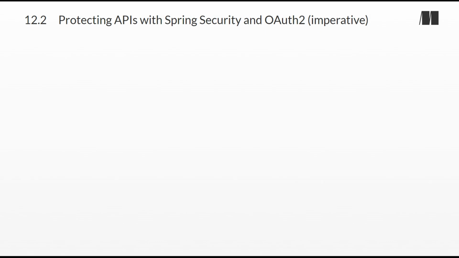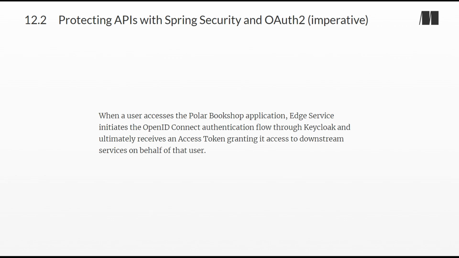Section 12.2, Protecting APIs with Spring Security and OAuth2, imperative. When a user accesses the Polar Bookshop application, Edge service initiates the OpenID Connect authentication flow through Keycloak and ultimately receives an access token granting it access to downstream services on behalf of that user.